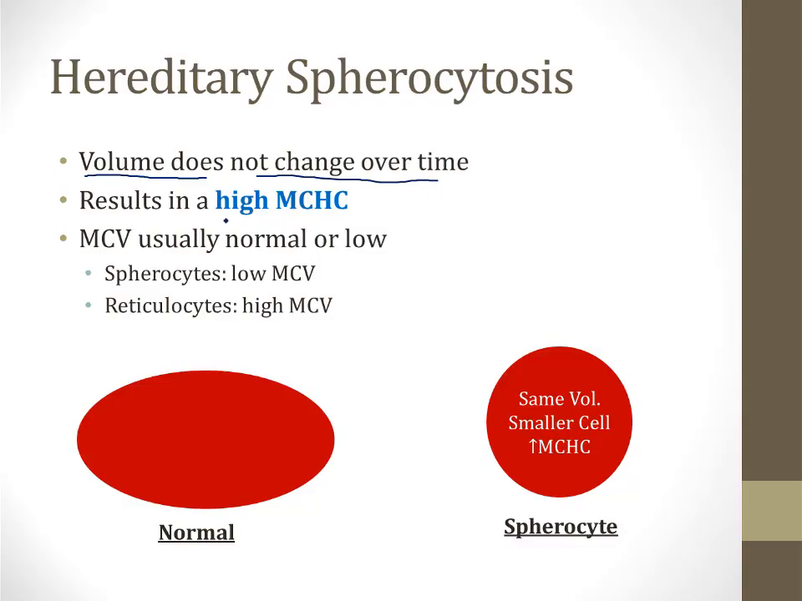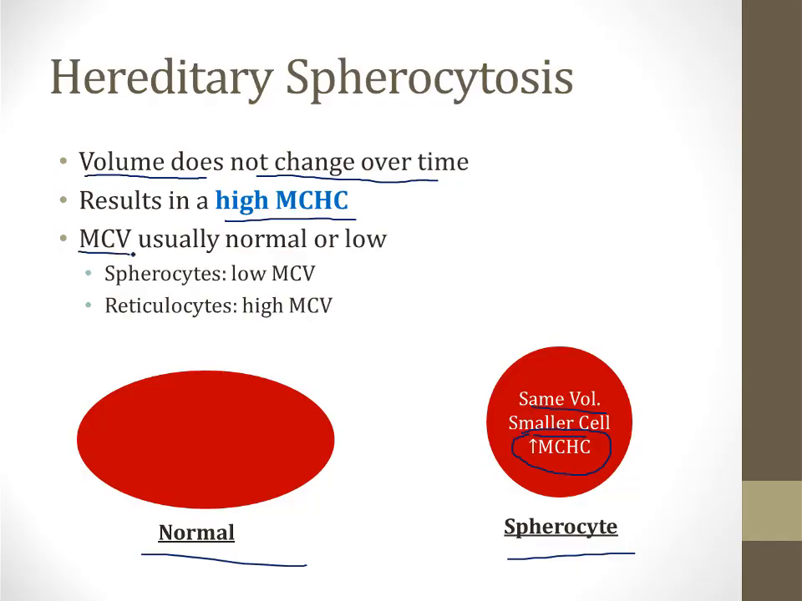This leads to a high MCHC. The MCHC is the mean corpuscular hemoglobin concentration. In a normal cell, all the hemoglobin is spread out over a large cell. In a spherocyte, it's the same volume but a smaller cell, so everything is packed closer together, and you see a rise in the MCHC. This is a classic finding when you analyze red cells in patients with spherocytosis.